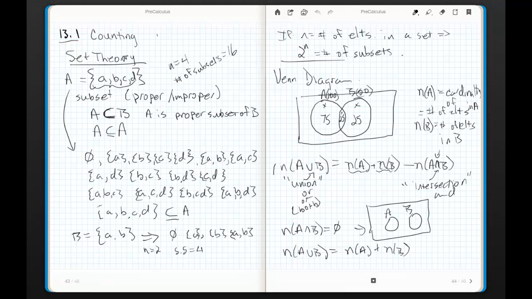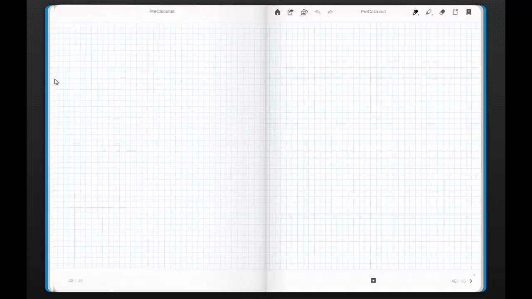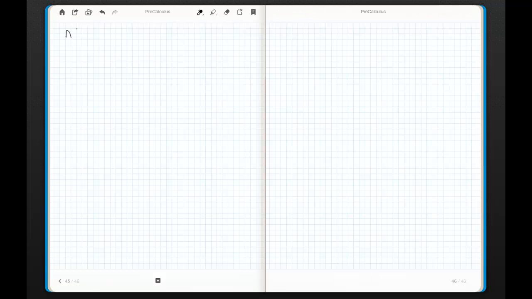Let me see if I can explain these two guys with a nice little real world example. All right? So again, we know that the number of elements in A union B equals N(A) plus N(B) minus N(A intersect B). Now there's a word for this. Okay, that's a minus, by the way. There should be a minus, not equals. Minus the number in the intersection.